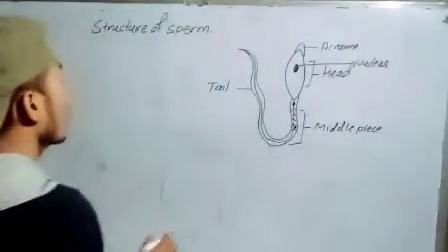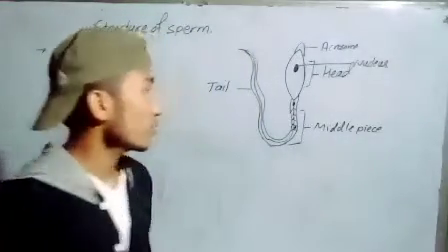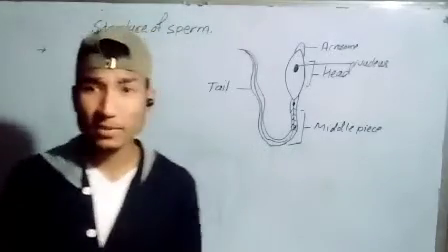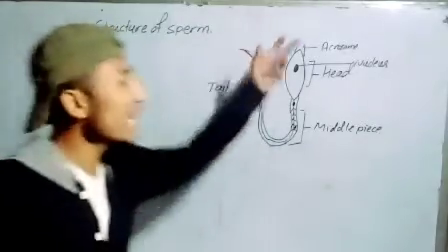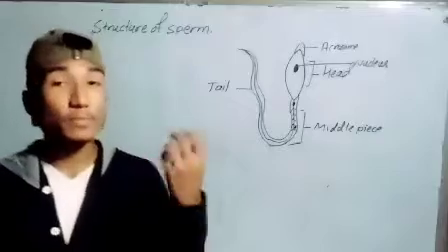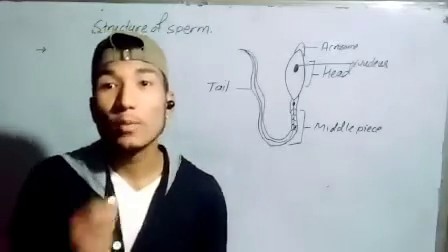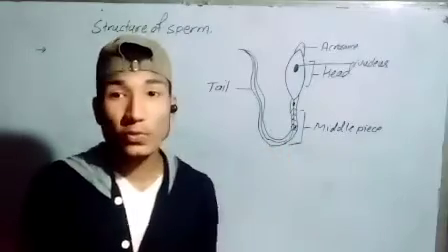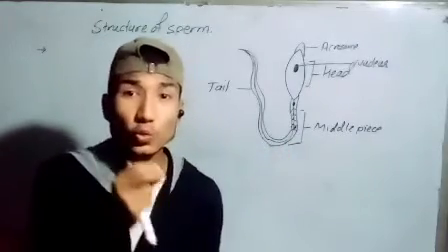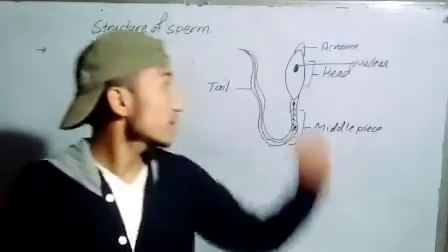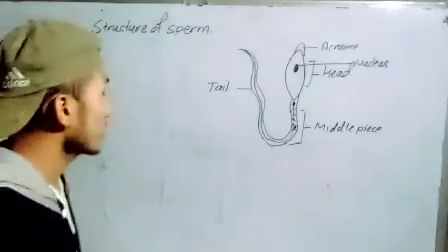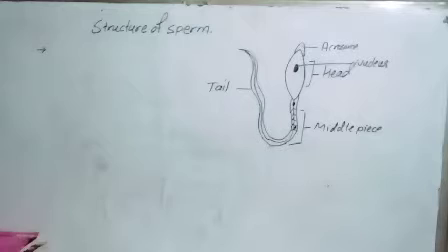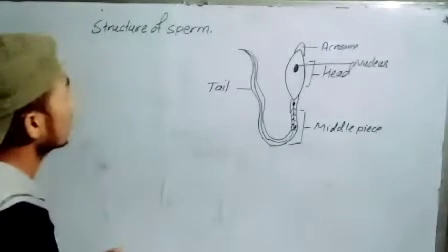And this acrosome has small enzymes, sperm lysins, and they help the penetration of sperm into the ovum during the movement of sperm. When the sperm moves and wants to enter the ovum, first of all that acrosome helps in penetration. We will discuss this acrosome also. So what are the characteristics of the sperm?